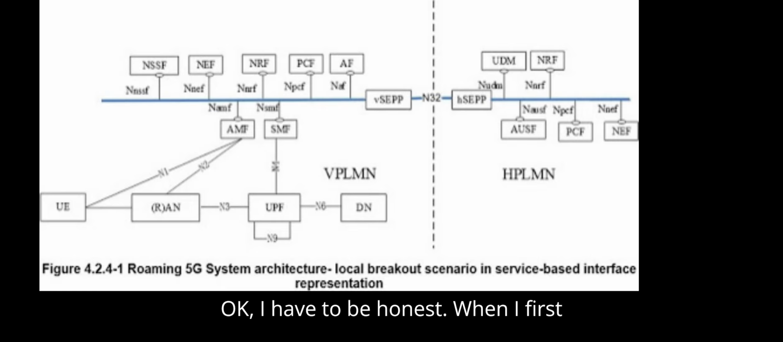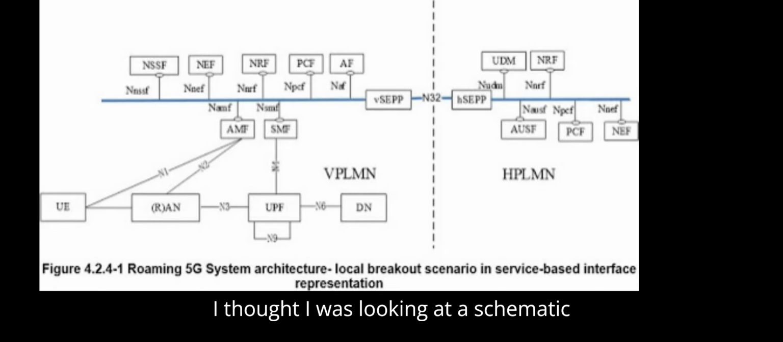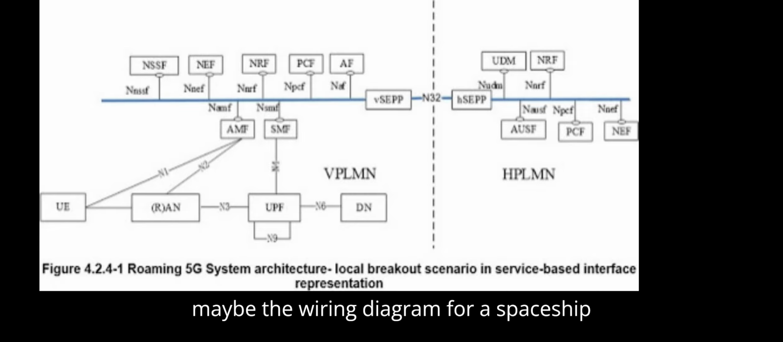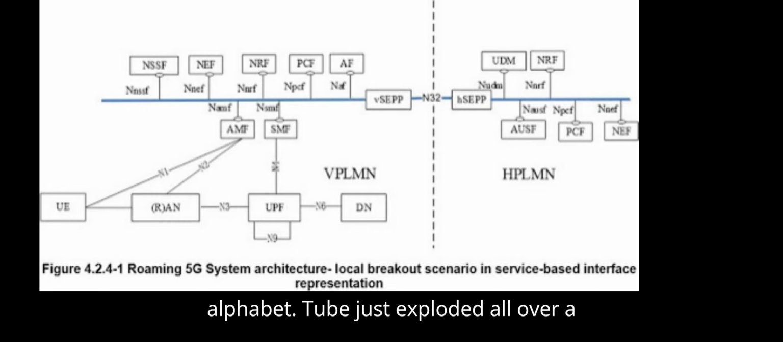Okay, I have to be honest. When I first opened the file for today's deep dive, I actually thought I had the wrong document. Yeah, I can see that. I thought I was looking at a schematic for, I don't know, a nuclear reactor or maybe the wiring diagram for a spaceship. It is definitely dense. Dense is an understatement. It looks like a bowl of alphabet soup just exploded all over a circuit board.